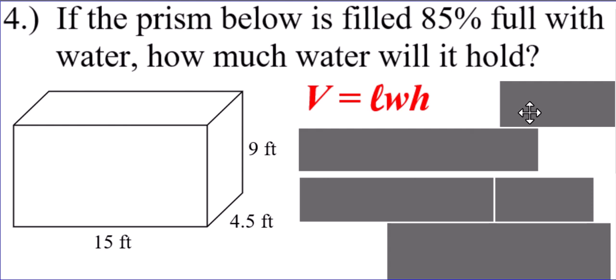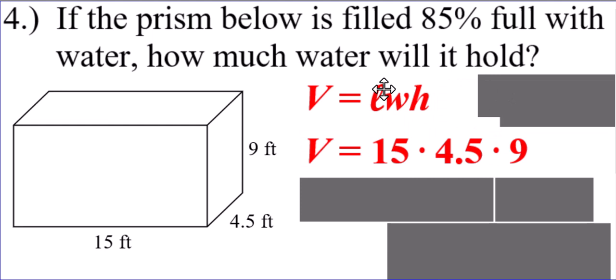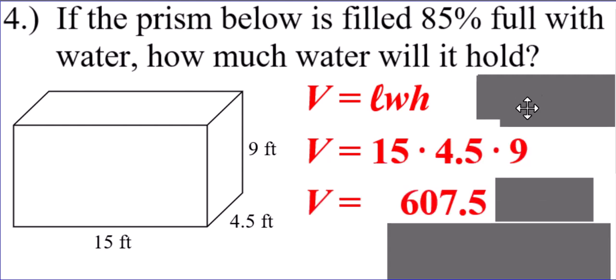Yes, you could, but I'm telling you, length times width times height is the absolute easiest way to get the volume of a rectangular prism. And it doesn't matter which number you call the L, which number you call the W, which number you call the H. You could flip-flop these because of the commutative property, and it would not matter. So multiply those numbers together. You're going to get 607.5 cubic feet.